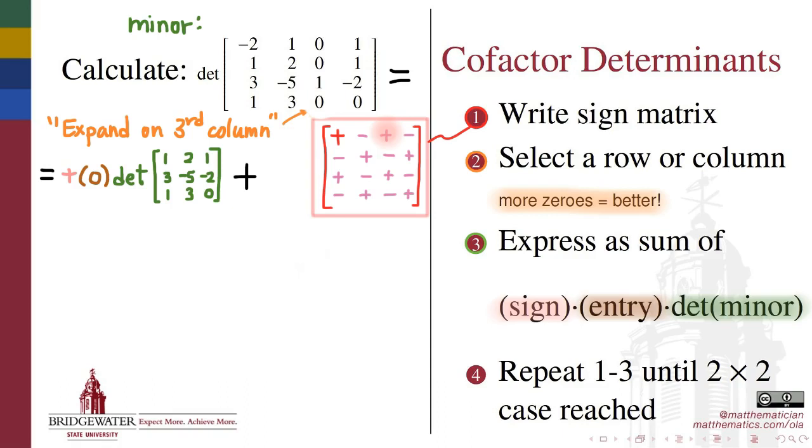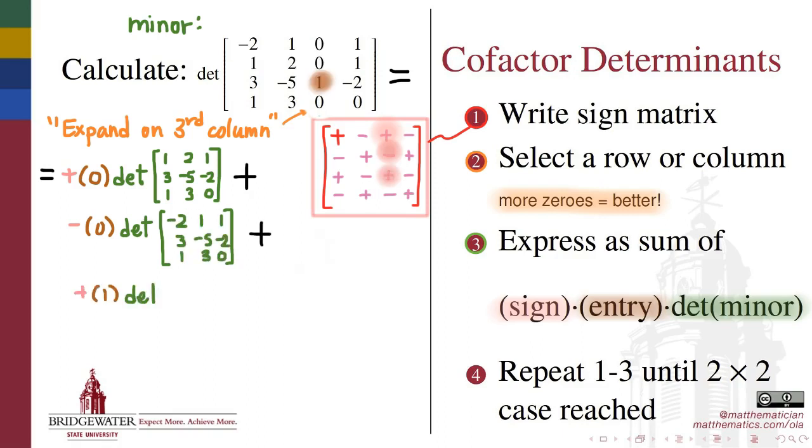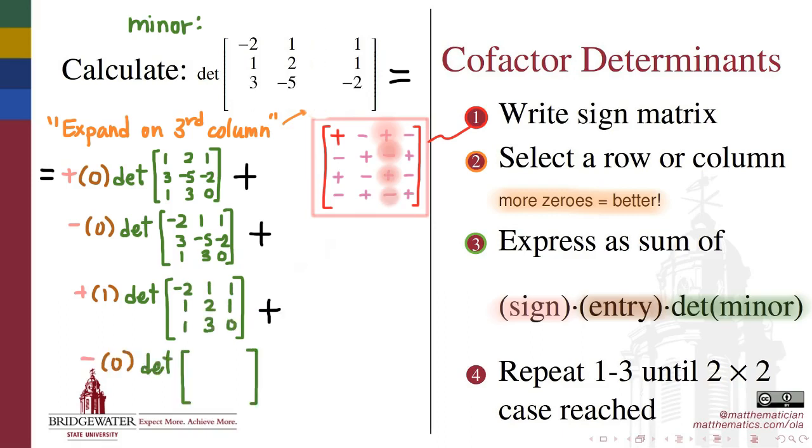Now we'll repeat the process, taking the second entry in the column that I'm expanding along and multiplying its sign from the Sign Matrix times the entry from my matrix times the determinant of the associated minor. And in this case, there's the associated minor. Do it with the third entry, do it with the fourth entry.